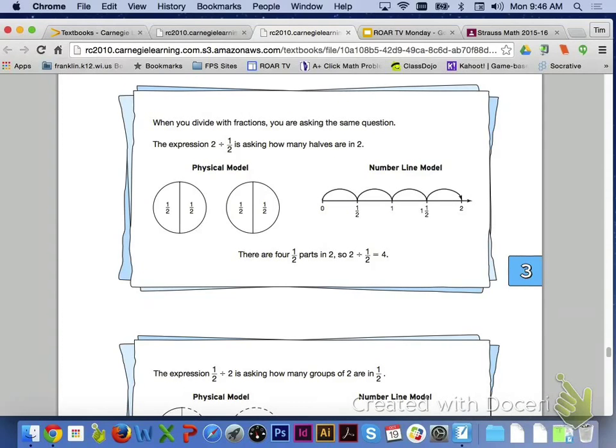If we take a look at page 201, now when we are dividing with fractions, we are still asking the same question. The expression 2 divided by 1/2 is asking how many halves are in 2. So again, if we look at our physical model, we can see that there are 4 1/2 parts in 2. So 2 divided by 1/2 is going to be equal to 4.